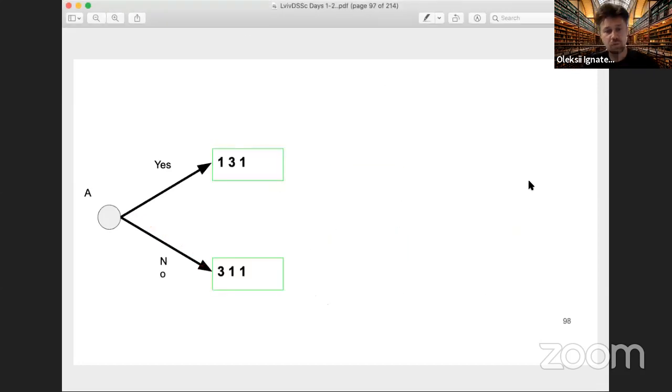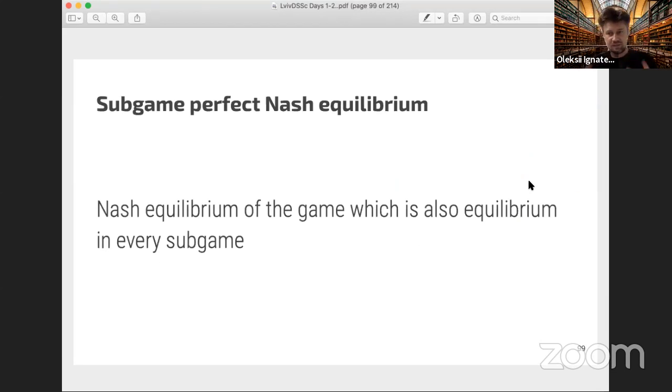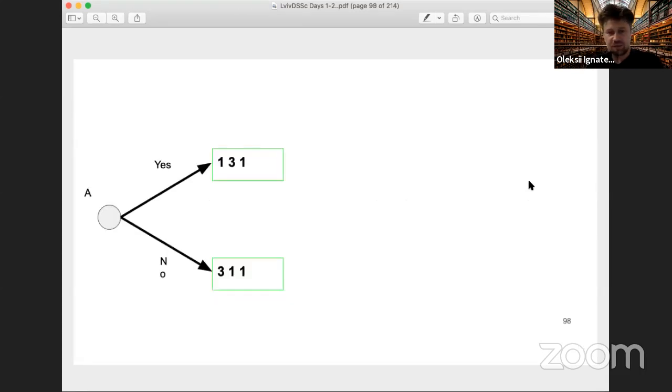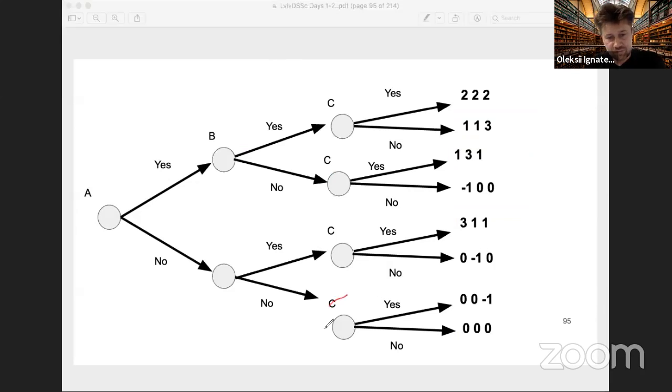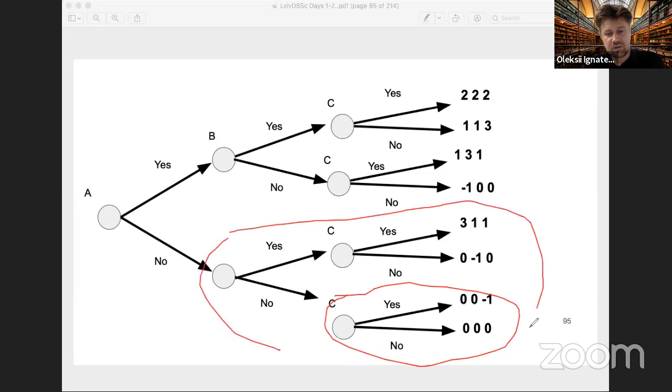Okay, so this equilibrium is called subgame perfect Nash equilibrium. Why is it subgame perfect? Because this is an equilibrium also in every subgame. What is a subgame here? Well, a subgame is any subtree. Here, for example, this is a subtree, and this is also a subtree. And the equilibrium that we have found is also an equilibrium in every possible subgame. So that's why it is called subgame perfect equilibrium.